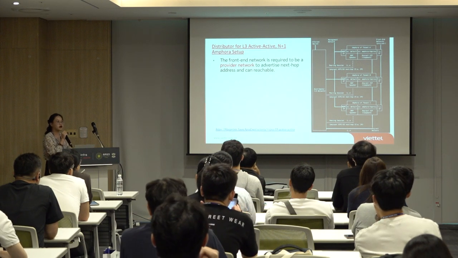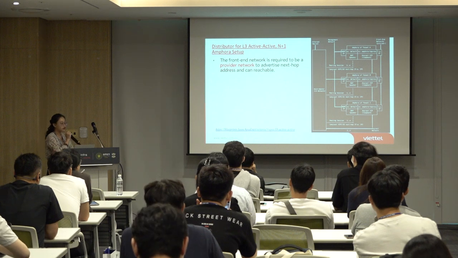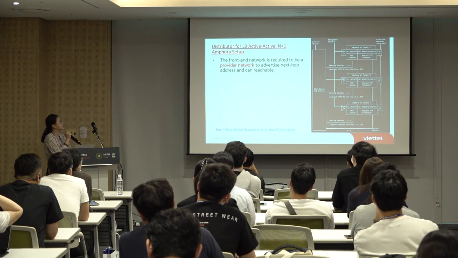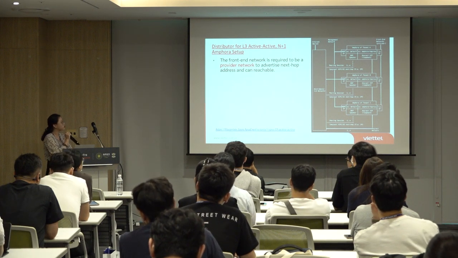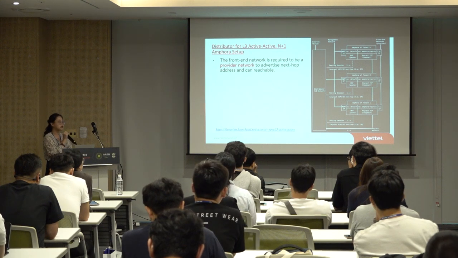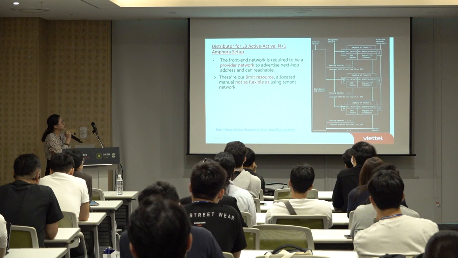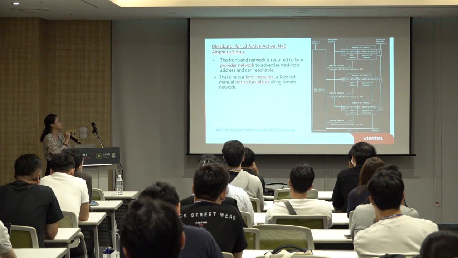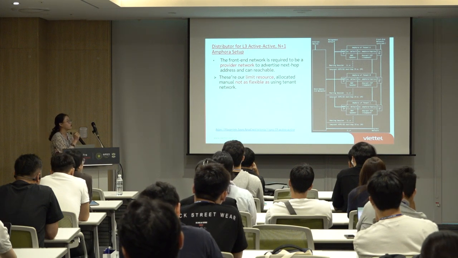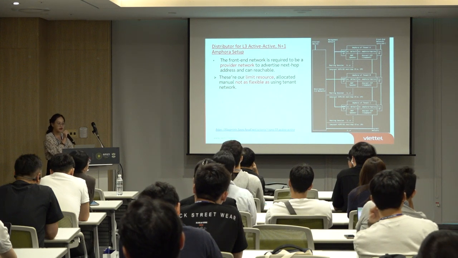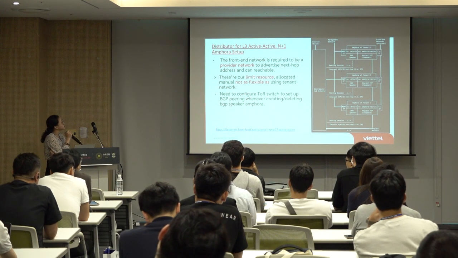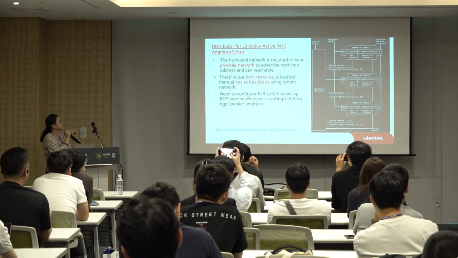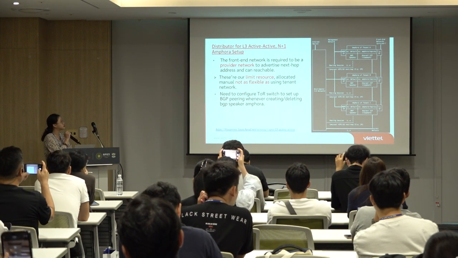With this blueprint, we encountered two obstacles. One, the provider network is required to be a flat network to advertise the network and be reachable with the BGP protocol. We have limited resources, allocated manually, which is not as flexible as using the tenant network for cases requiring the user private network. Next, you need to configure the top-of-rack switch to set up BGP peering when creating or deleting the BGP speaker and peer.